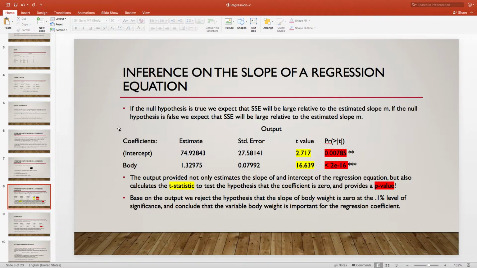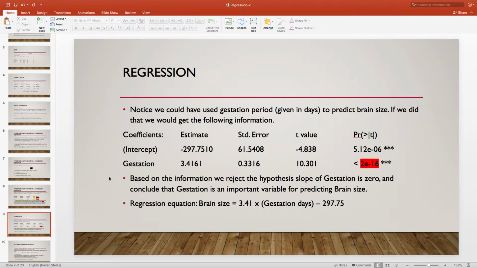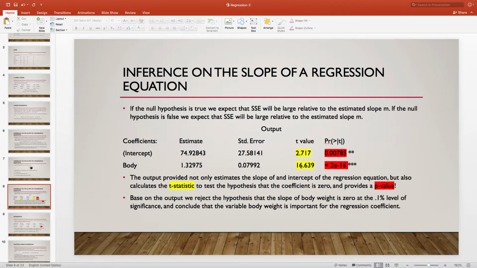Now, if we look back at this equation of the output, it provides us the estimate here and here, but it also provides for us the standard error and also the t-statistic or the t-value, here and here. So it allows us to test this hypothesis, but in particular, it gives us the p-value. The p-value is here. That might as well say p-value. Okay, and that's the probability that tests the hypothesis that the slope is 0.